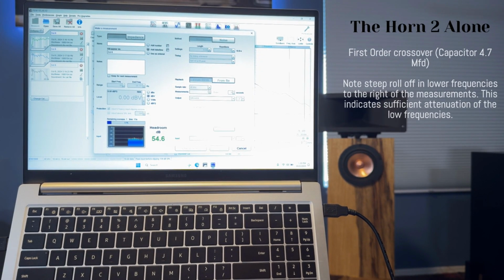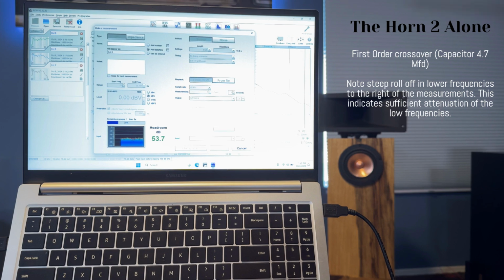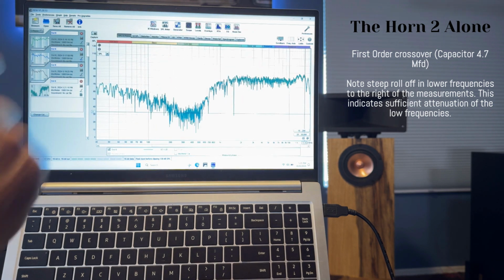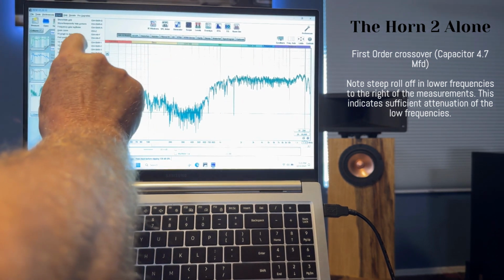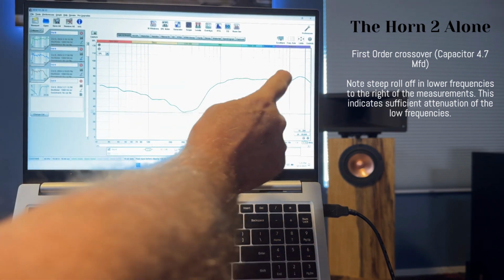This measurement here is of the horn 2 alone. There is no full range driver attached to it. It does have a first order crossover, which is a capacitor only to block the low frequencies. Notice it's pretty smooth with a nice roll off. This is why we get a great integration with the full range driver.